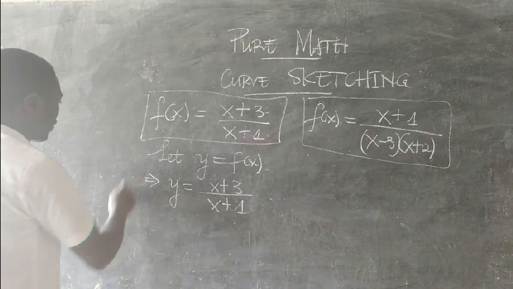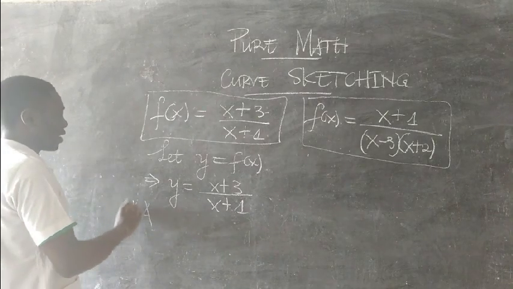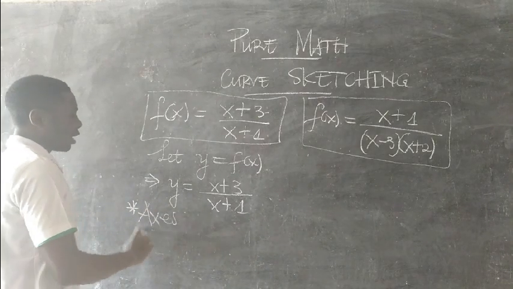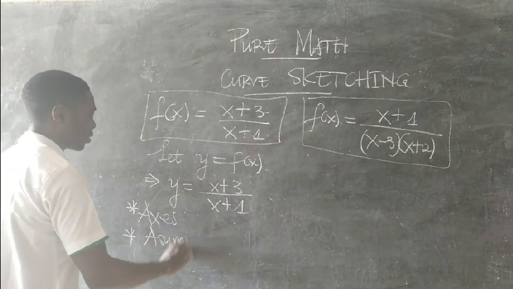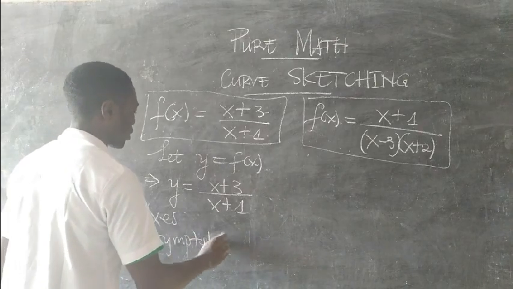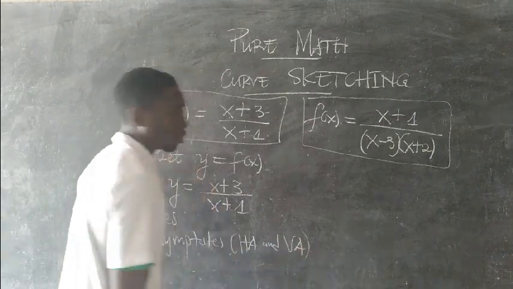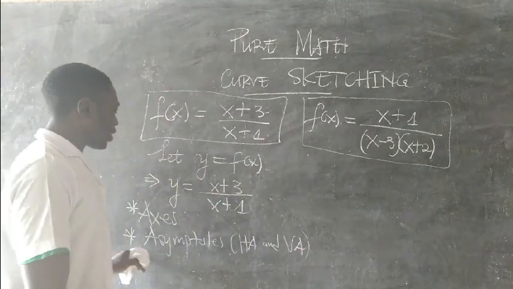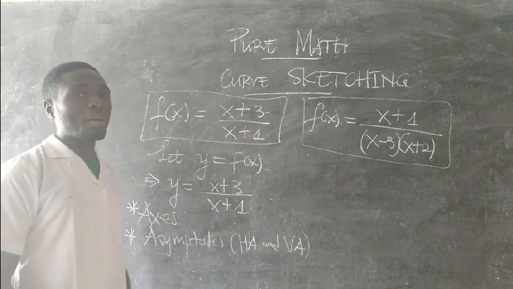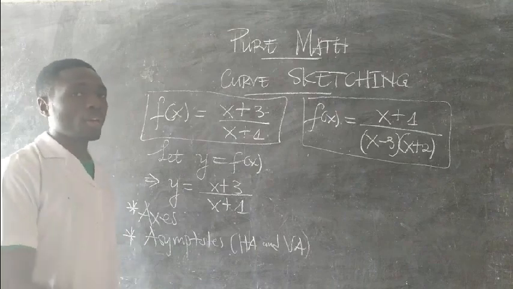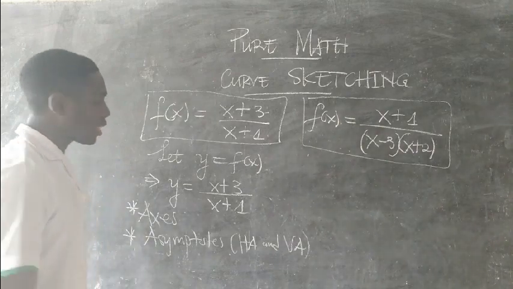Now, when you are sketching a curve, the very first thing you need is your axis. The second thing you need are the asymptotes. Of course, you have horizontal asymptotes and vertical asymptotes. Asymptotes are lines on the graph which the curve approaches but never touches. We are going to see that when we plot. The curve approaches the asymptote, but it never touches the asymptote.